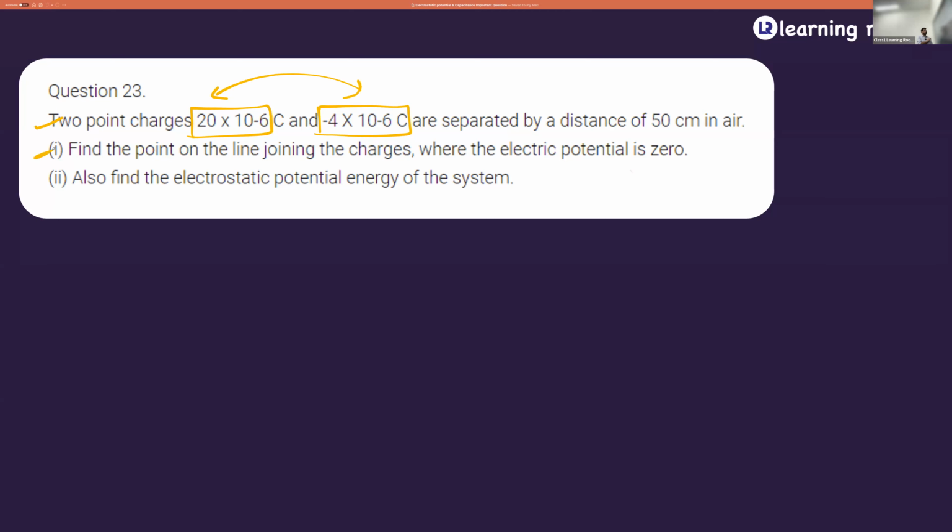So first part, you can do it. Also find the electrostatic potential energy of the system. For the second one, again, the concept is simple. It is K Q1 Q2 divided by R. Okay, so do it.